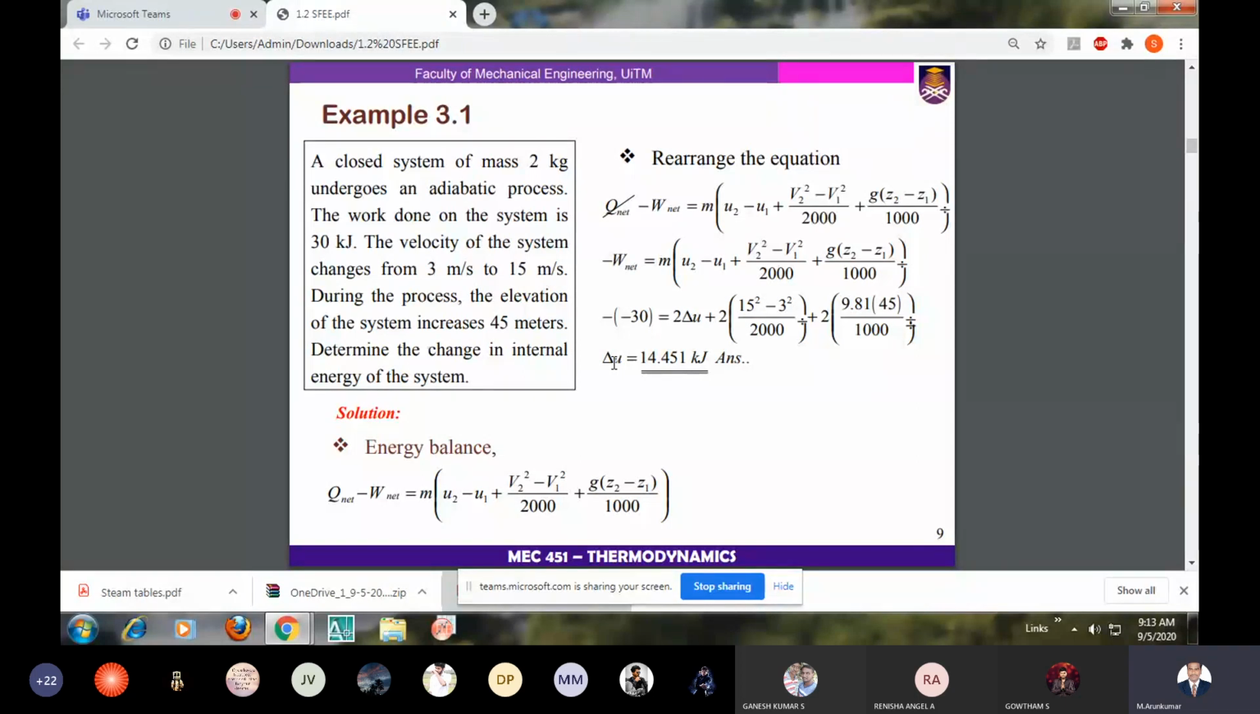If you have the internal energy in joules, you want to convert it to kilojoule to substitute here. So we can get the internal energy in the units of kilojoule.